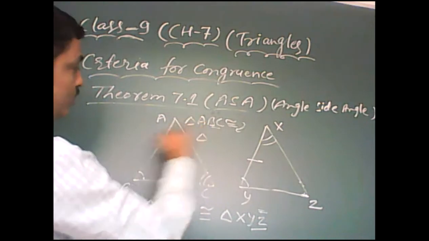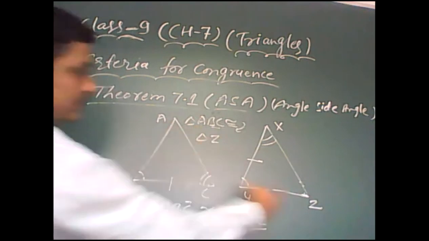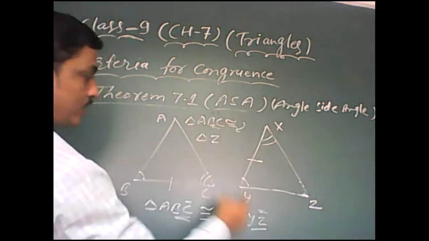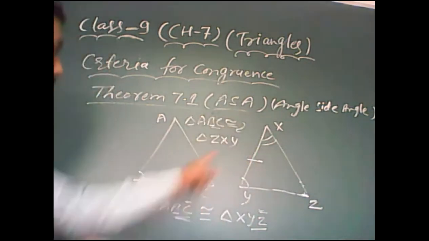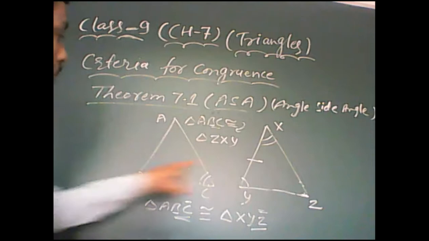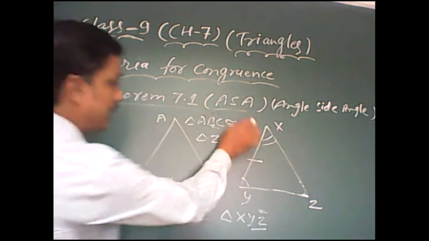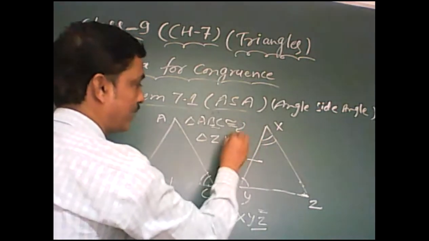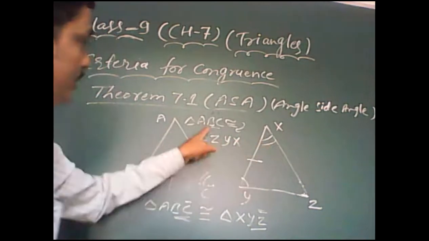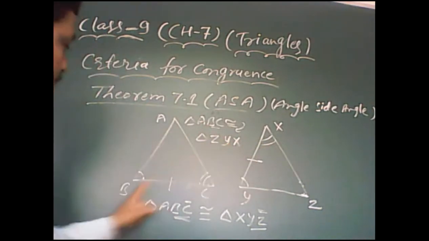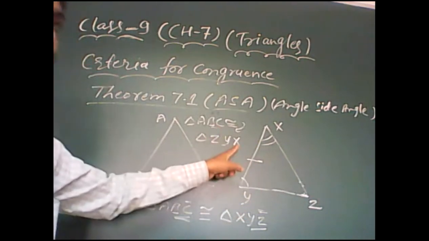So angle A corresponds to what? Z. Can we write Z for angle A? Yes or no? Now BC is for XY. Now check. Angle B is corresponding to Y. So here we need YX. XY is wrong. YX. Why? Because B is corresponding to Y, and C is corresponding to X.